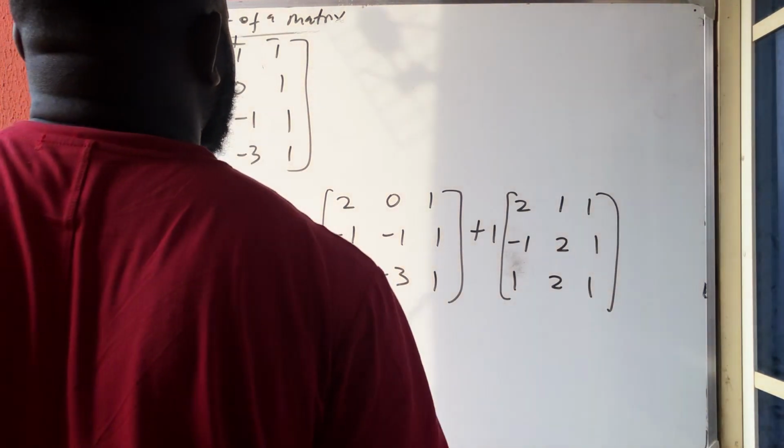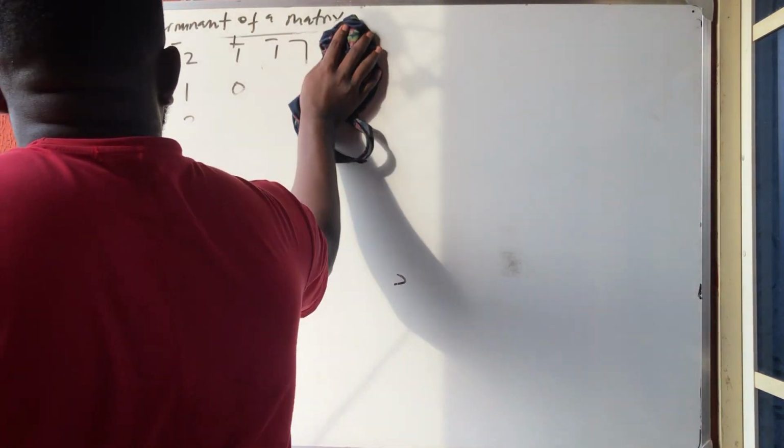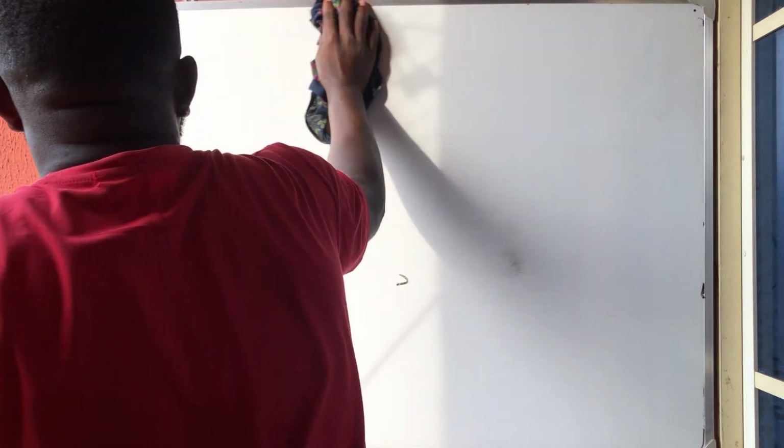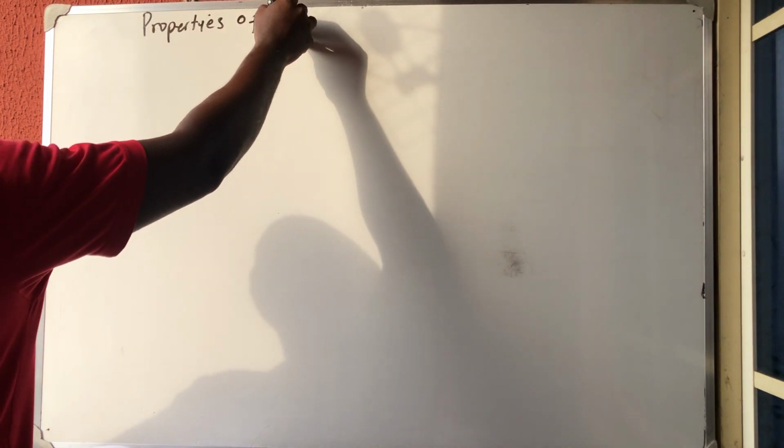Now there are some properties of determinants of a matrix that you need to know. So you can solve it and drop the answer in the comment section. Okay, so do that and tell me what you think the answer is. So the next thing we need to look at is the properties of determinants.